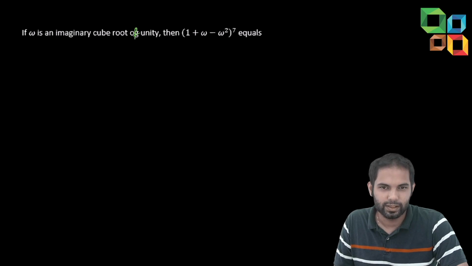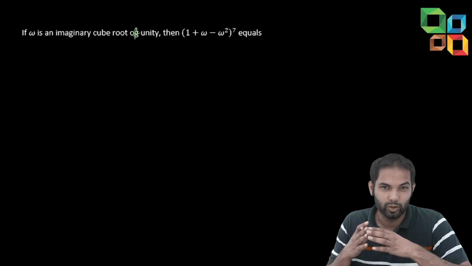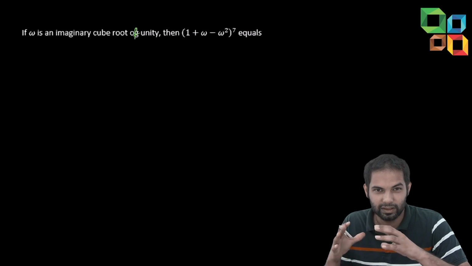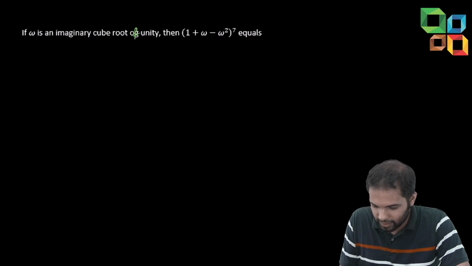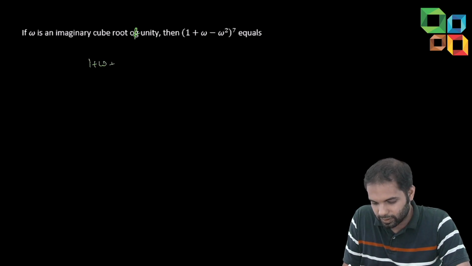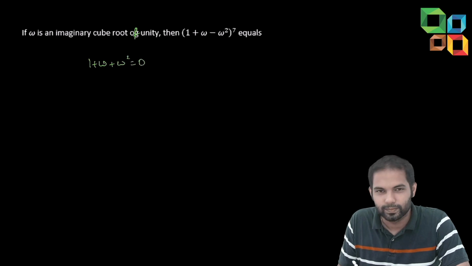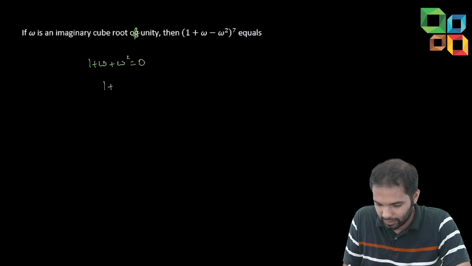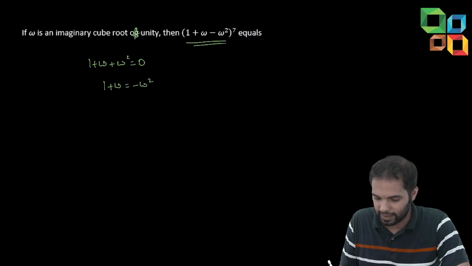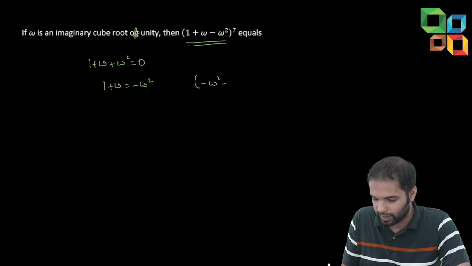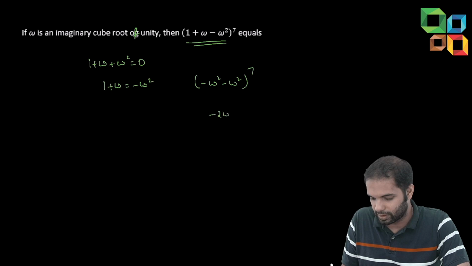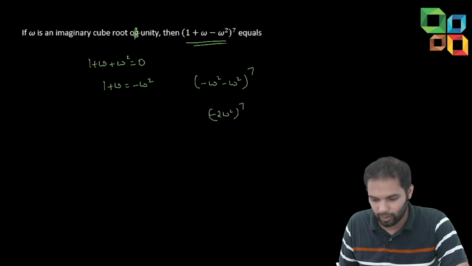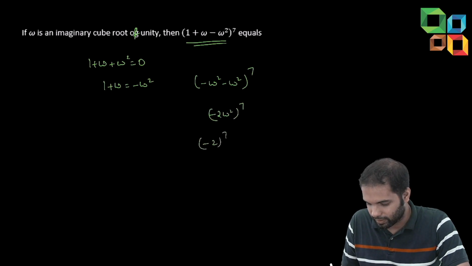Now, omega is an imaginary cube root of unity. Then what is the sum? If you know the value of omega, simply substituting in the terms might get it complicated. But we have all the important properties. So we know 1 plus omega plus omega square is nothing but 0. That means 1 plus omega is nothing but minus omega square. Can you see that? You can simply substitute that. It will be minus omega square whole power 7.